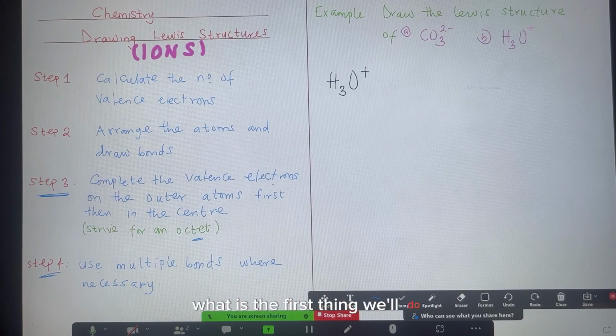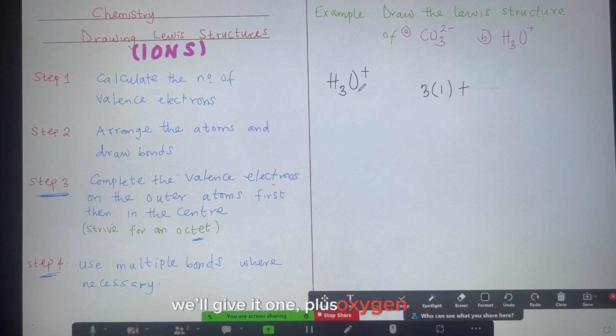What is the first thing we'll do? We'll get the number of valence electrons. Yes, so we have 3 hydrogens, we're giving each 1, plus oxygen is 6, and then there's an extra electron that will be taken off because this is positive, meaning we've lost 1 electron. So that leaves us with 6 plus 3, 9, minus 1, 8.